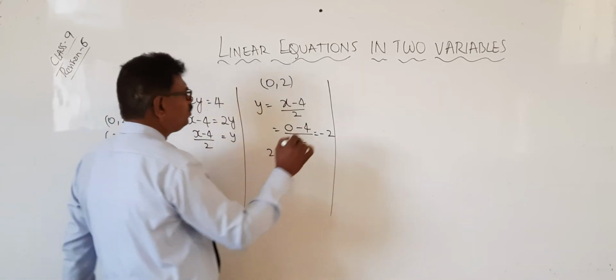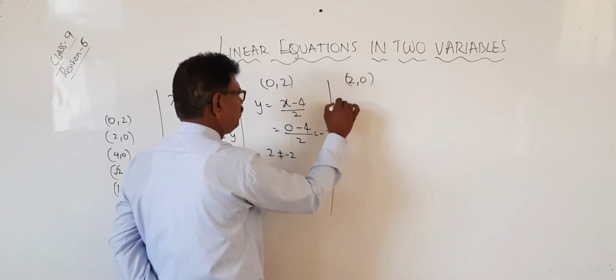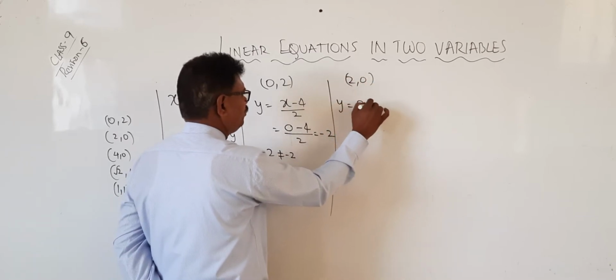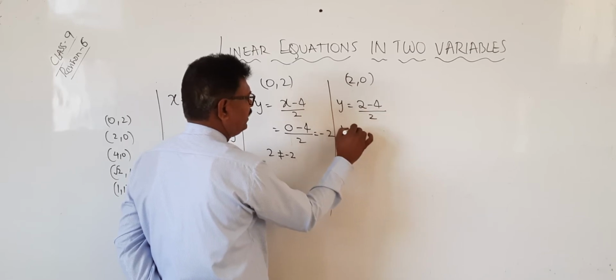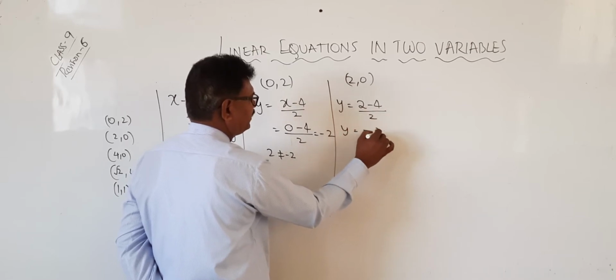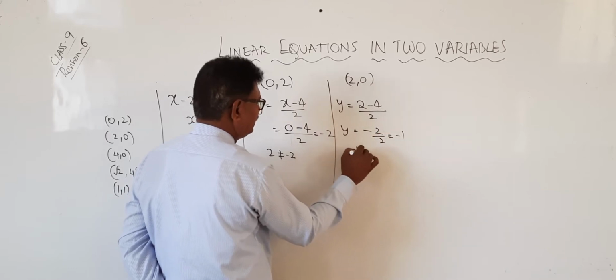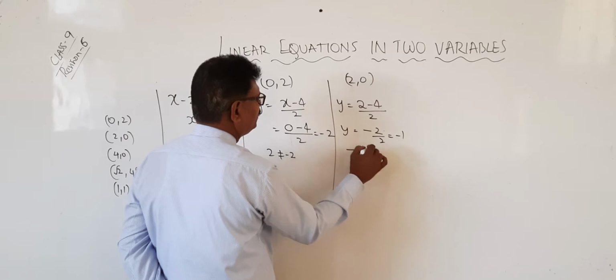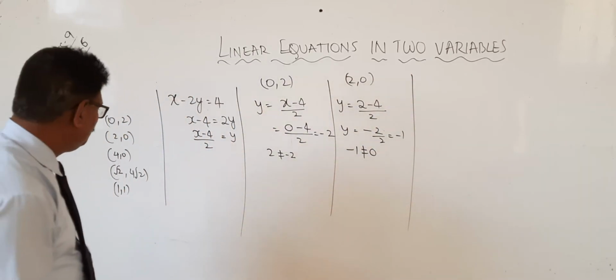Next, (2, 0). He has given (2, 0). Now y equal to (2 minus 4) divided by 2. Therefore, y equal to minus 2 by 2, which is nothing but minus 1. Therefore, minus 1 is not equal to 0. Therefore, it is also not a solution.